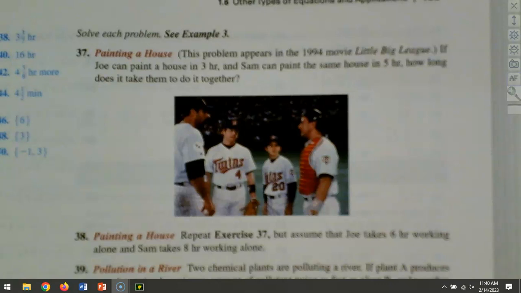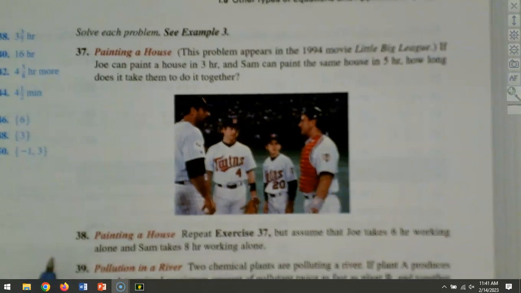And what we're looking at here is we're looking at painting a house. Now, when we look at these, we need to make sure that everything is done per hour. That way we can add them together. So when we look at these, we have to figure out how much work is done per hour in this case. Could be per minute or per day, but this one's per hour. And again, these are pretty easy to set up. So we're looking at painting a house.